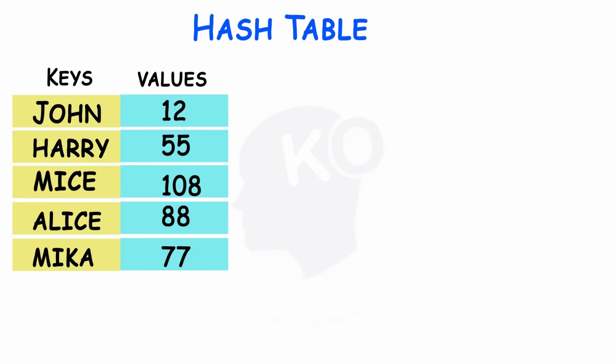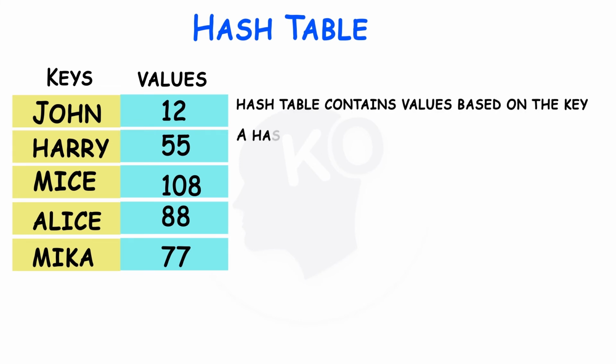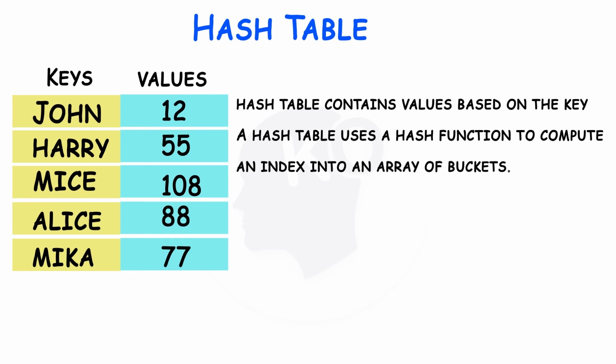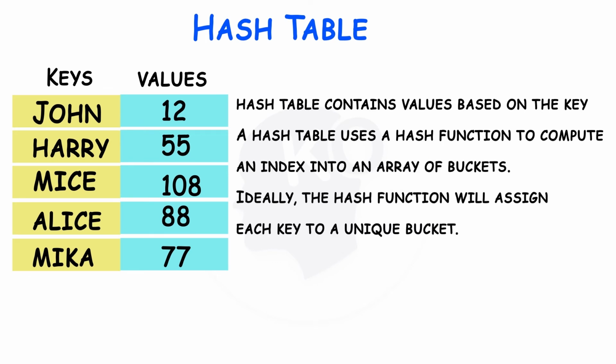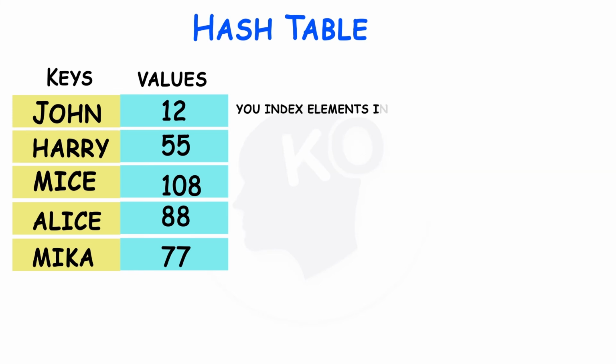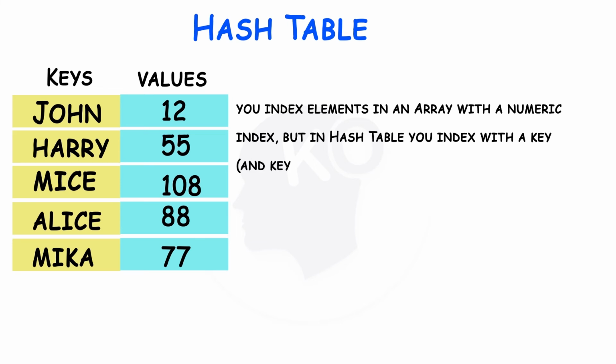Hash table. A hash table contains values based on the key. A hash table uses a hash function to compute an index into an array of buckets. Ideally, the hash function will assign each key to a unique bucket. You index elements in an array with a numeric index, but in a hash table you index with the key, and the key can be characters, integer, or float, etc.